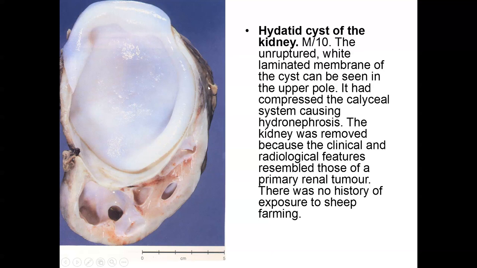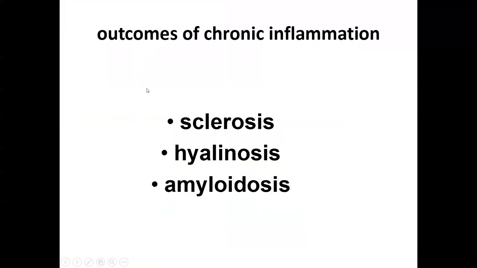Again, you see a hydatid cyst of the kidney. The unruptured white laminated membrane of the cyst can be seen in the upper pole of the organ. It had compressed the calyceal system, causing hydronephrosis. The kidney was removed because the clinical and radiological features resembled those of a primary renal tumor. There was no history of exposure to sheep farming. So it was wrongly diagnosed. A primary tumor was diagnosed, but after the surgery, we see that it is not a tumor, it is a hydatid cyst.